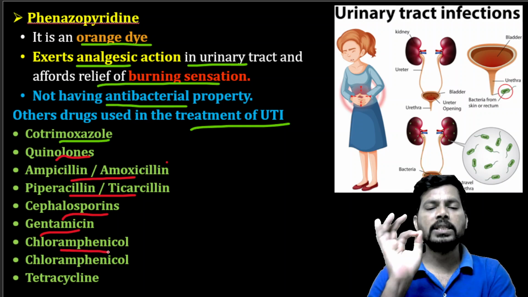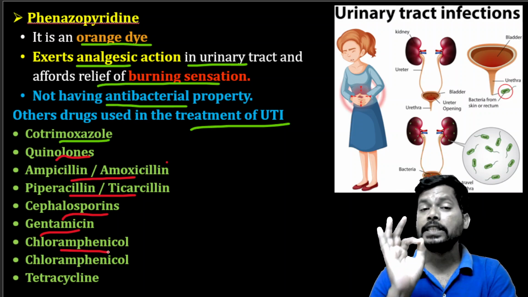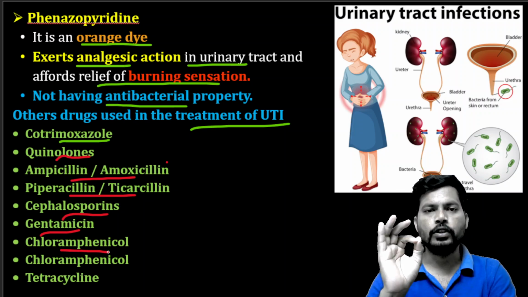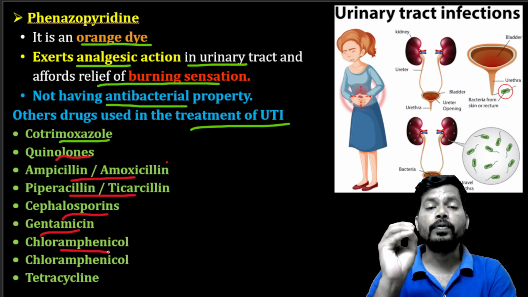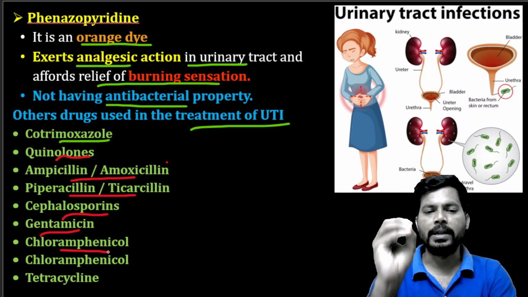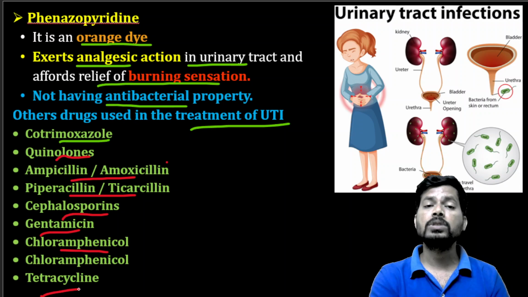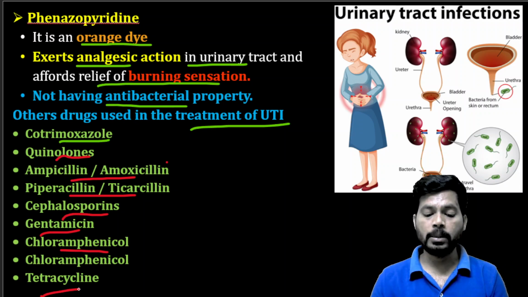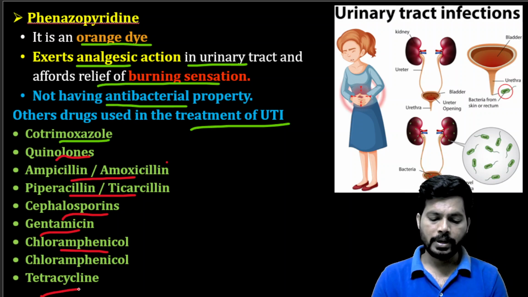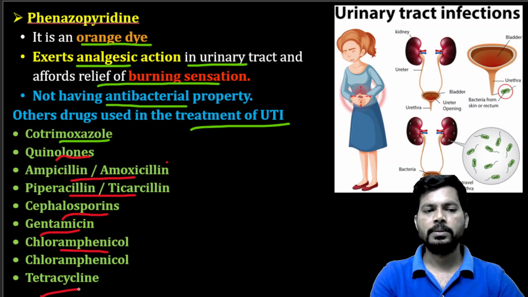Chloramphenicol, a protein synthesis inhibitor naturally derived from Streptomyces venezuelae, acts by binding to the 50S ribosomal subunit in bacteria. And tetracycline is also a protein synthesis inhibitor in bacteria, acting by binding to the 30S ribosomal subunit.